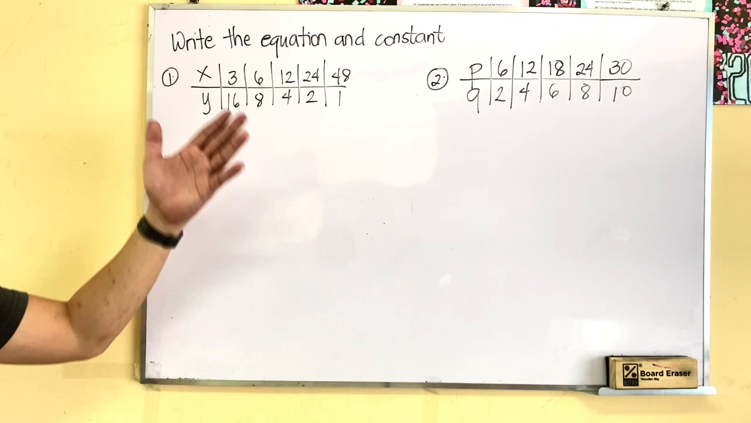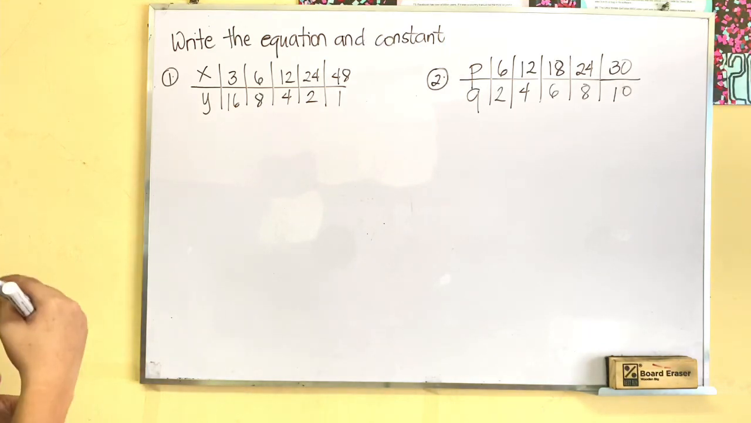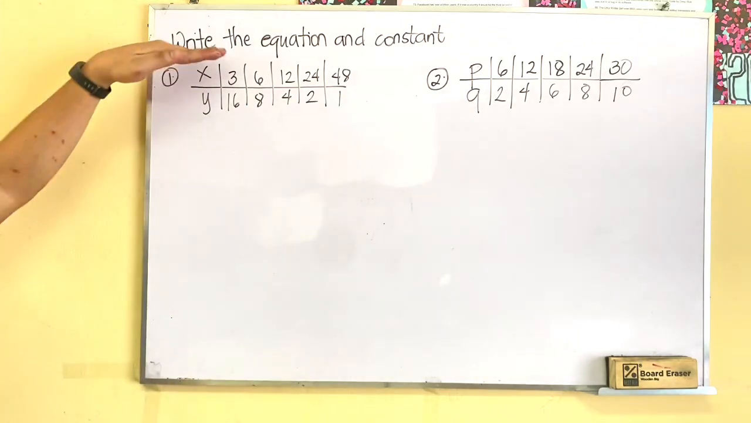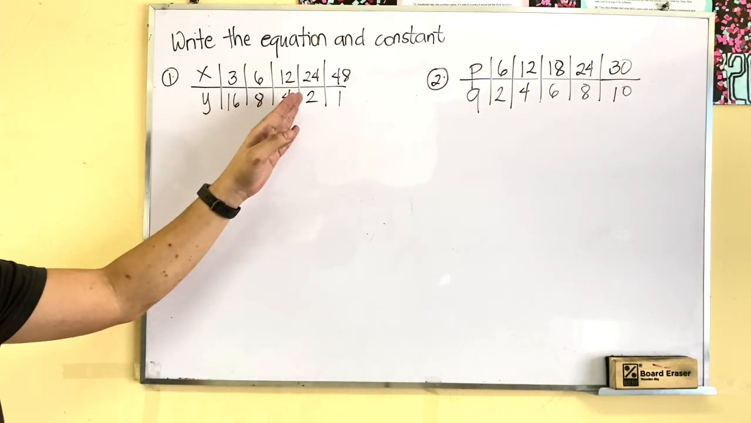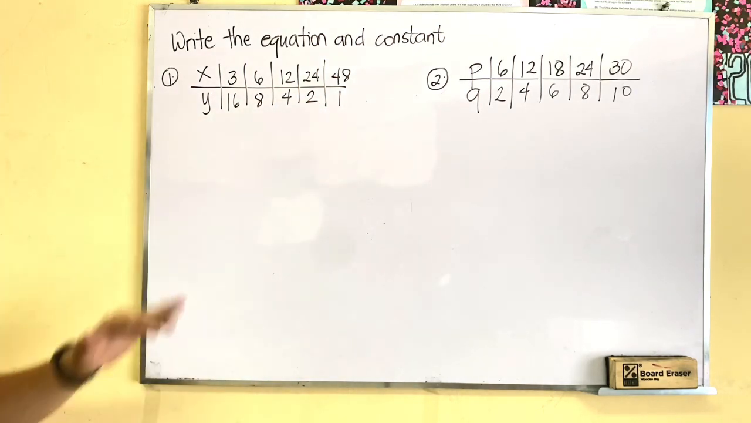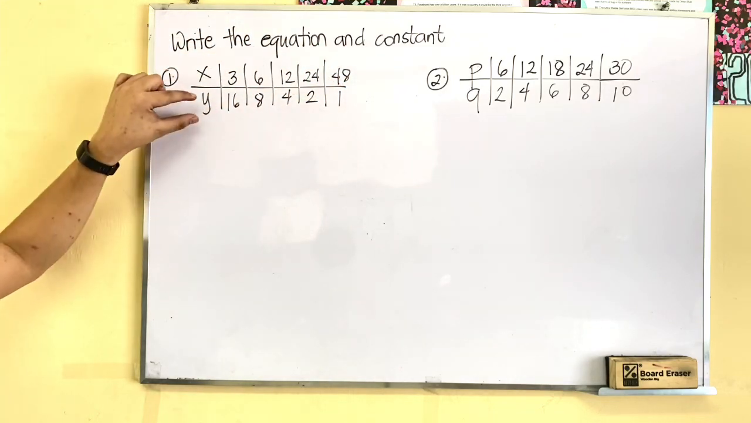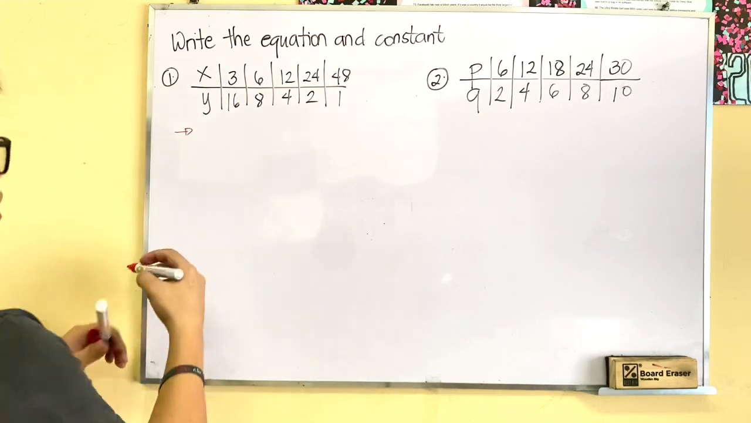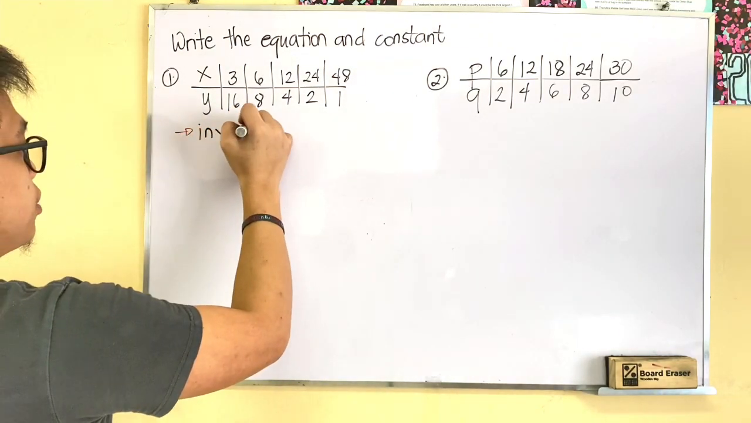Okay, now we need to find or write the equation and the constant of a given table of values. So kung mapapansin nyo, ang values ni x ay 3, 6, 12, 24, and 48. It is increasing or tumataas. Yung y is 16, 8, 4, 2, 1. Bumababa. Ang sabi natin, one quantity increases, pero yung isang quantity decreases. Therefore, we can say and we can determine that this given table of values is in an inverse variation.